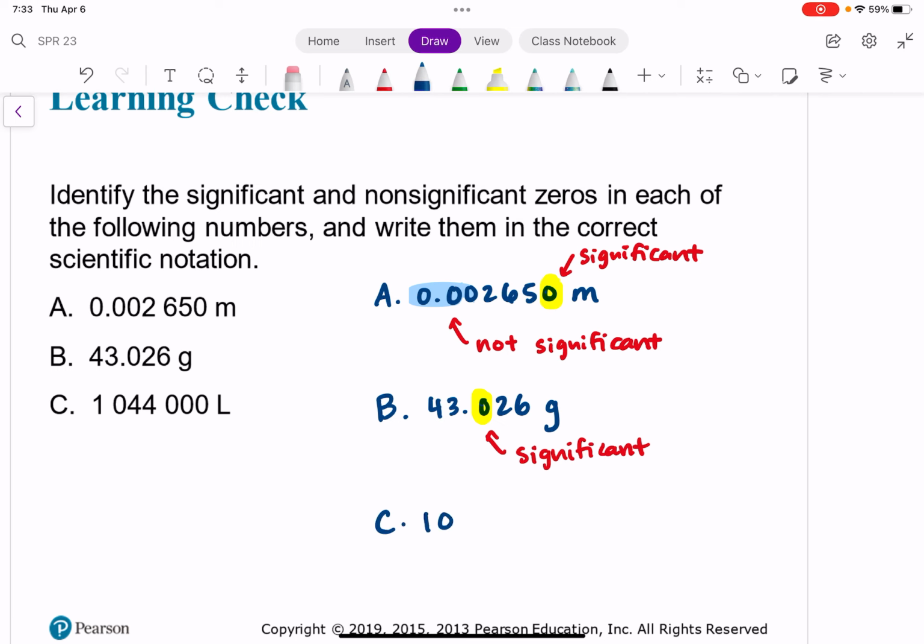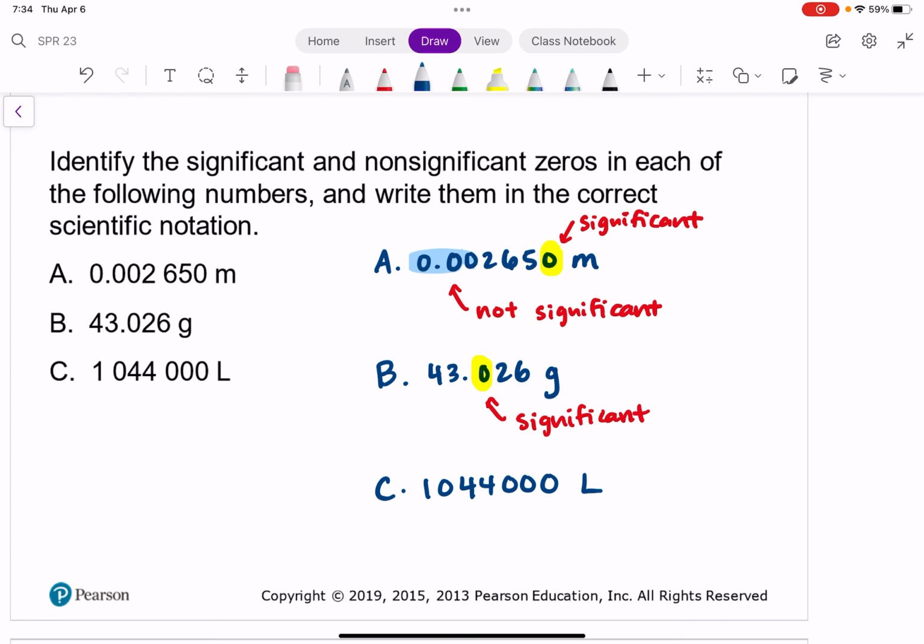We have 1,044,000 liters. All right, so which ones are significant, which ones are not significant? Well, we said sandwich zeros are significant. So this one is significant. I'm going to just say sig because I don't want to say the whole thing. What about these zeros at the end here? I kind of gave it away because I put them in blue, but these are not significant.